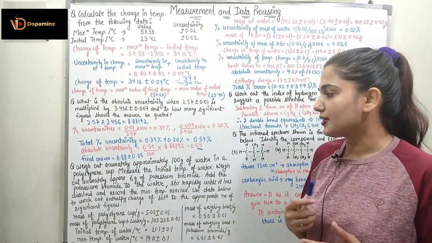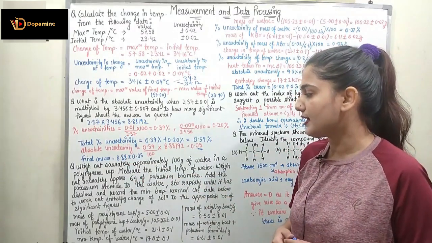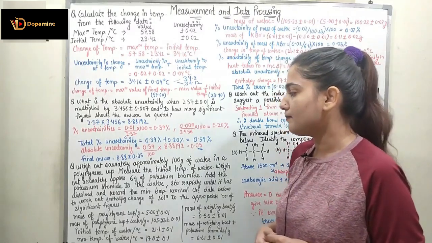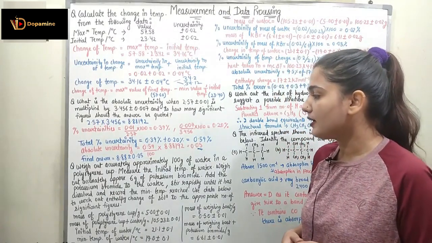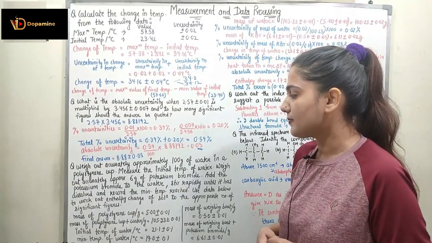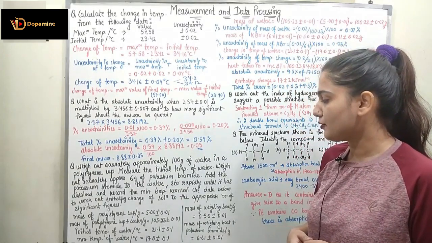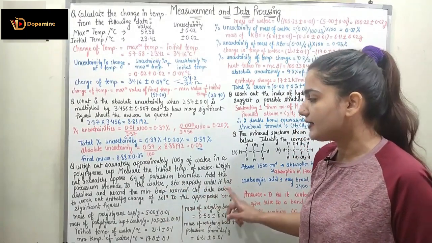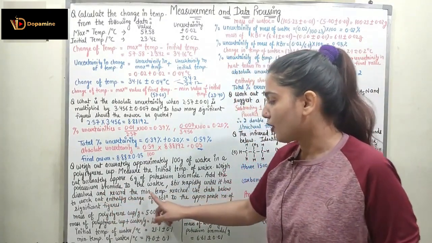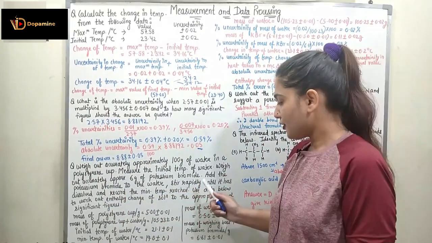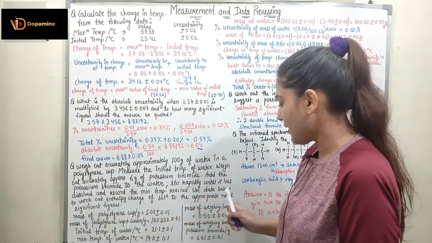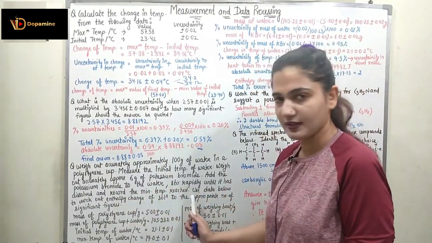Coming to the next question: weigh out accurately approximately 100 gram of water in a polystyrene cup, measure the initial temperature of the water, weigh out accurately approximately 6 gram of potassium bromide, add the potassium bromide to the water, stir rapidly until it has dissolved and record the minimum temperature reached. Use the data below to work out the enthalpy change of solution to the appropriate number of significant figures, right?